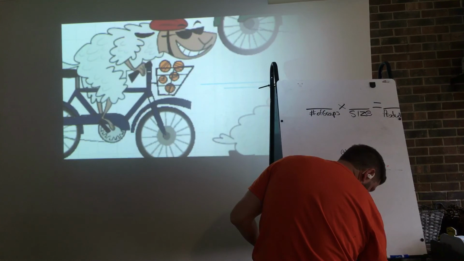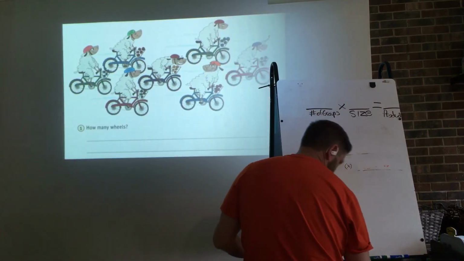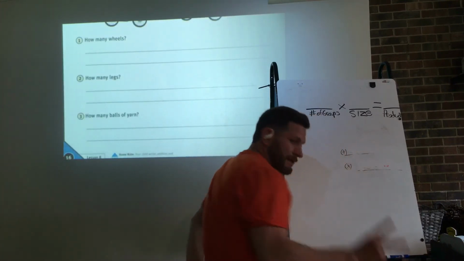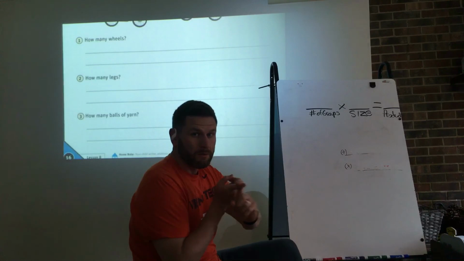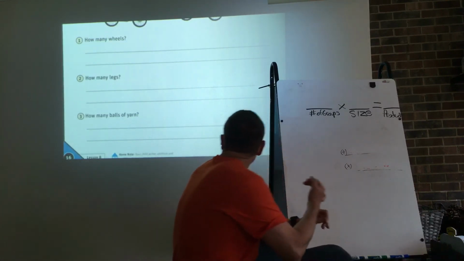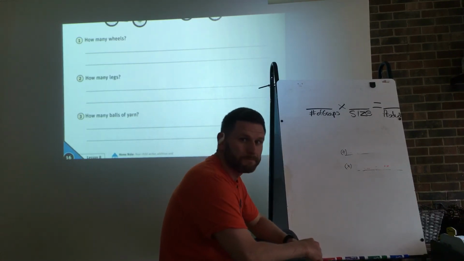I'm going to zoom in. There are 5 balls of yarn in their basket. So you got 3 questions. Take a picture. Each question needs 2 equations. One, repeated addition. The second one is your multiplication. How many wheels? How many legs? How many balls of yarn?